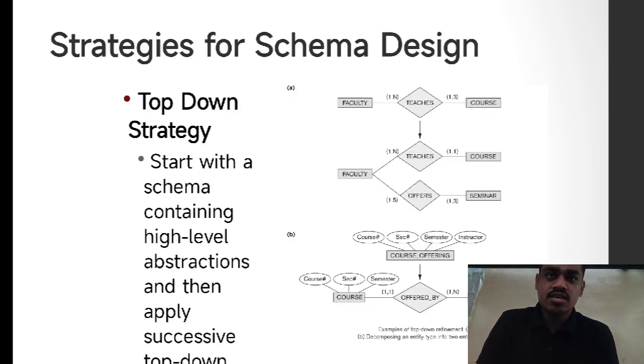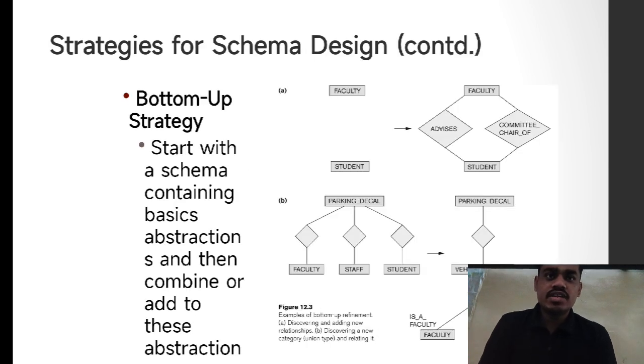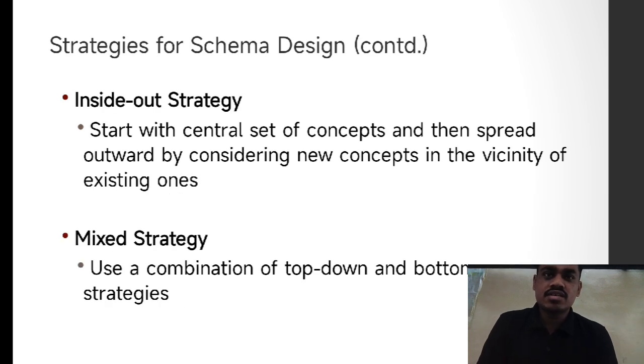Strategies for schema design. First one is the top-down strategy: start with a schema containing high-level abstractions and then apply successive top-down refinements. Second one is the bottom-up strategy: start with a schema containing basic abstractions and then combine or add to these abstractions. Inside-out strategy: start with a central set of concepts and then spread outward by considering new concepts in the vicinity of existing ones. And the last one is the mixed strategy: use a combination of top-down and bottom-up strategies.